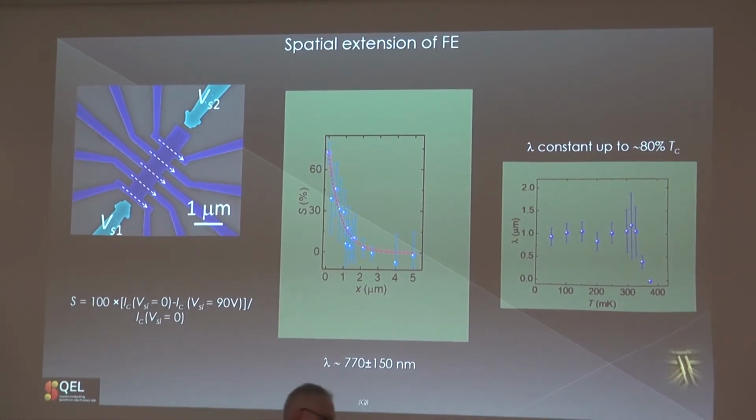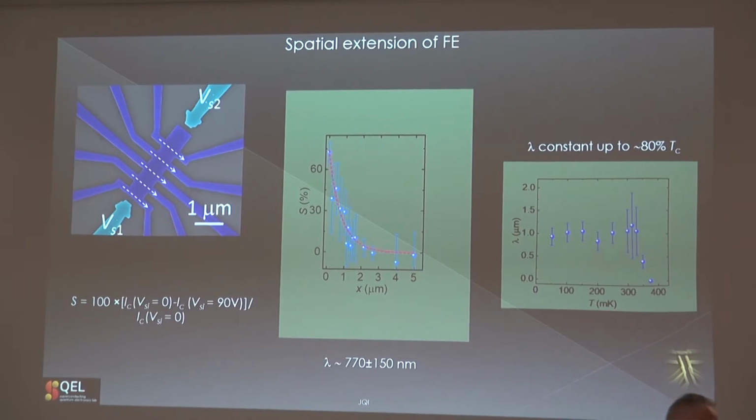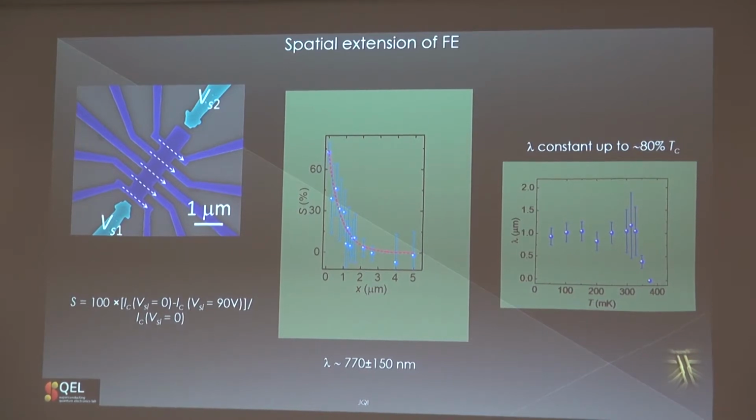Okay, we can fit this with an exponential behavior where the extinction scale is basically a few coherence lengths. Okay, let's say 700 nanometers more or less. So you see within 2 microns it is almost 0.